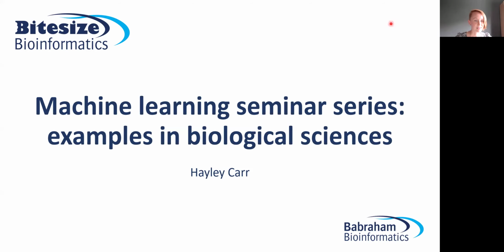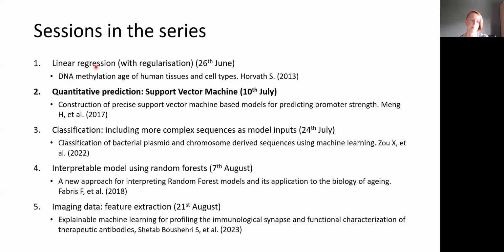So, welcome to the second in this machine learning seminar series that I'm doing, looking at different examples in biological sciences. Two weeks ago, we had a look at linear regression with regularization, looking at epigenetic clocks as an example. Today we're going to have a look again at quantitative prediction, but this time using support vector machines and using this example for looking at predicting promoter strength.